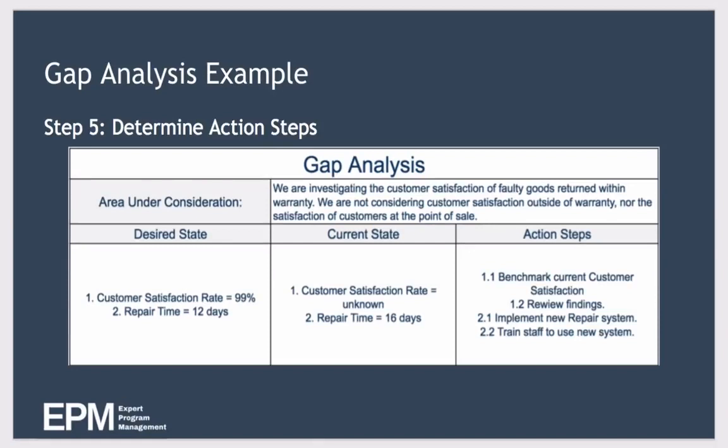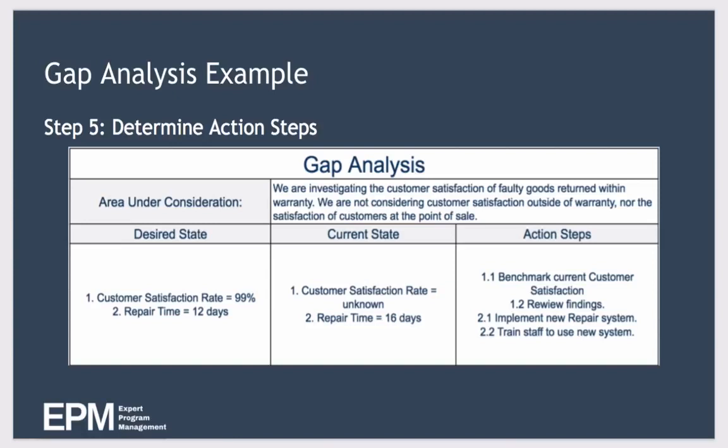And that's it. We have reached step 5, where we determine the action steps. That's where the company describes the actions it will take to close the gap between the current state and the desired state. Because this company has no data for customer satisfaction rate, it decides the first step is going to be to benchmark the current situation and then review the findings of this analysis. Now, to improve the repair time metric and get it to 12 days, the company decides to implement a new repair system and train staff how to use this new system.